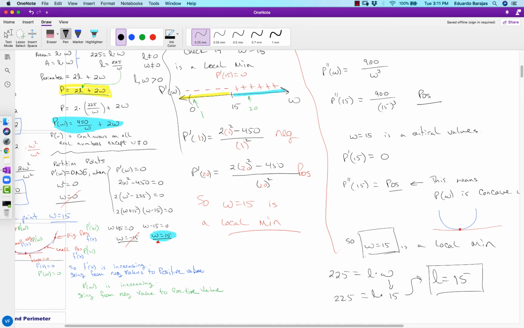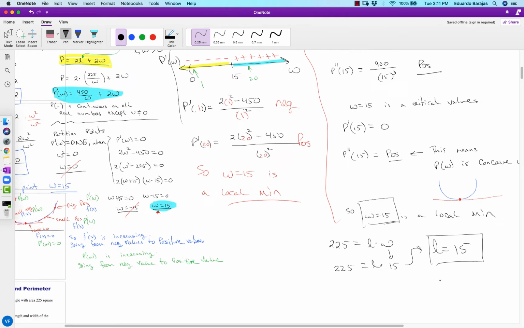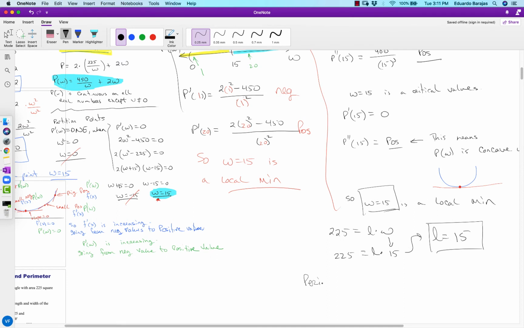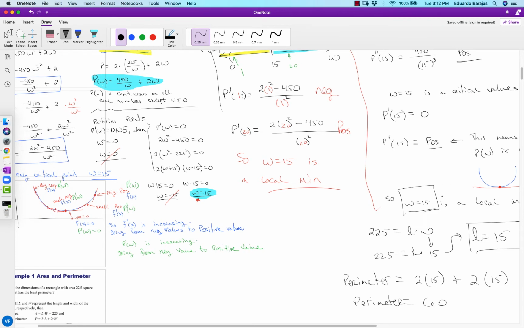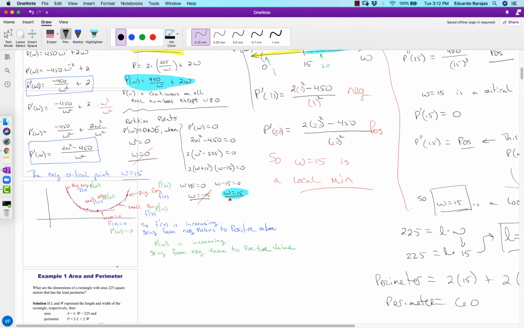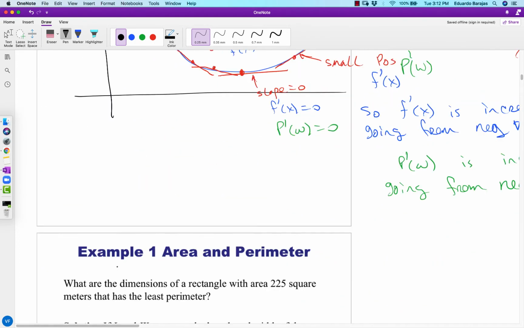That'll minimize the perimeter, and the perimeter will be equal to twice 15 plus another twice 15. Remember, there's two L's, two W's, so it'll be equal to 60. 60 is the smallest perimeter you can have and still have an area of 225. Okay, let's see what your author did for this same question.